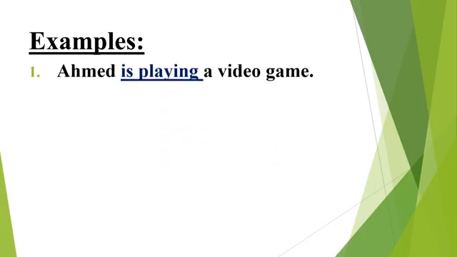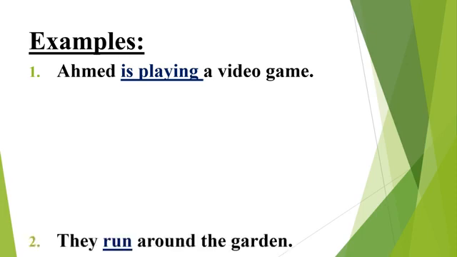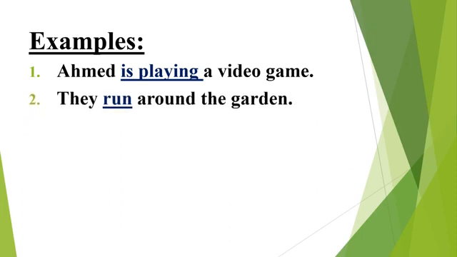Sentence number 1. Ahmed is playing a video game. Here in this sentence, which activity is being performed? Is playing. Therefore, is playing is a verb. Sentence number 2. They run around the garden. So again, which activity is being performed? Run. Therefore, run is a verb.